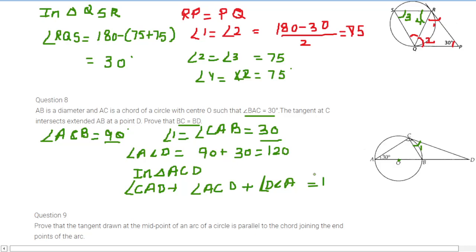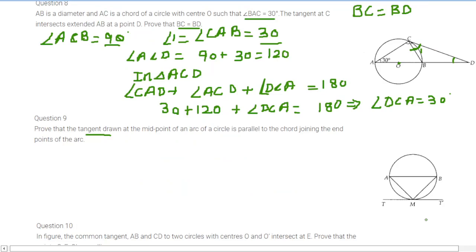Now we will move to the next question, question number 9. Here, prove that the tangent drawn at the midpoint of an arc of a circle is parallel to the chord joining the end points of the arc. So here A, M, B is the arc given. M is the midpoint. So if M is the midpoint here, we can see that AM will be equal to MB.